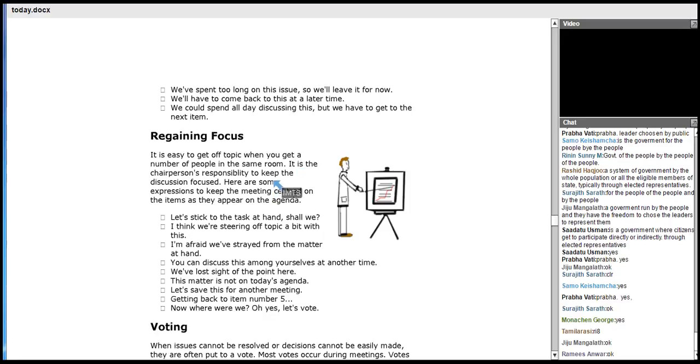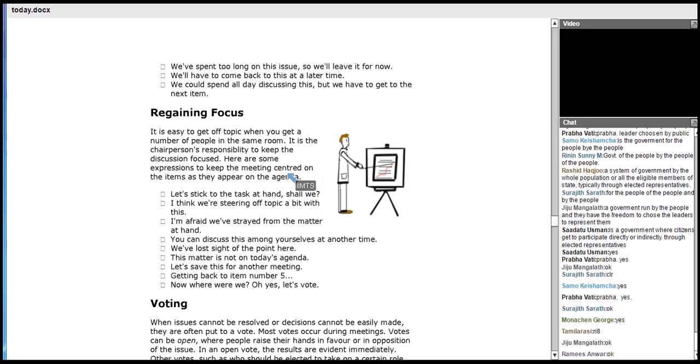It's the chairperson's responsibility to keep the discussion focused. Here are some expressions to keep the meeting centered on the items as they appear on the agenda. Because if this order is not followed as the agenda is written, then things will run out of hand. Fine?